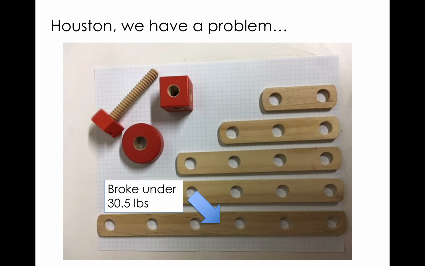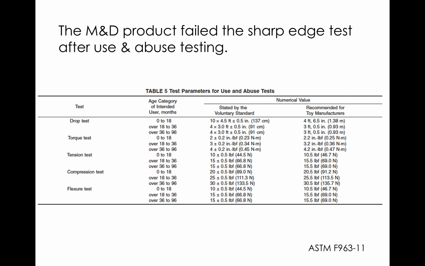Cheap toys that break. But when they break, they cannot produce sharp parts, and they cannot produce parts that kids are going to choke on. So the Melissa and Doug product failed because when that 6-hole bar broke, it created sharp parts. So we put it under use and abuse testing. It failed, so we were targeting this age range.